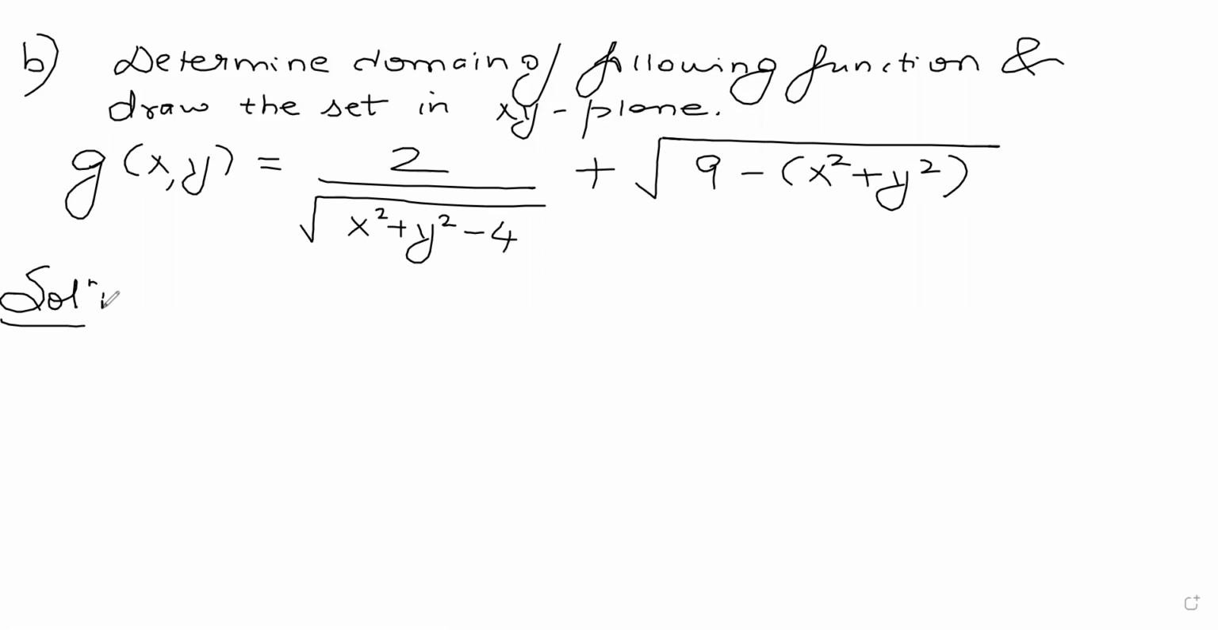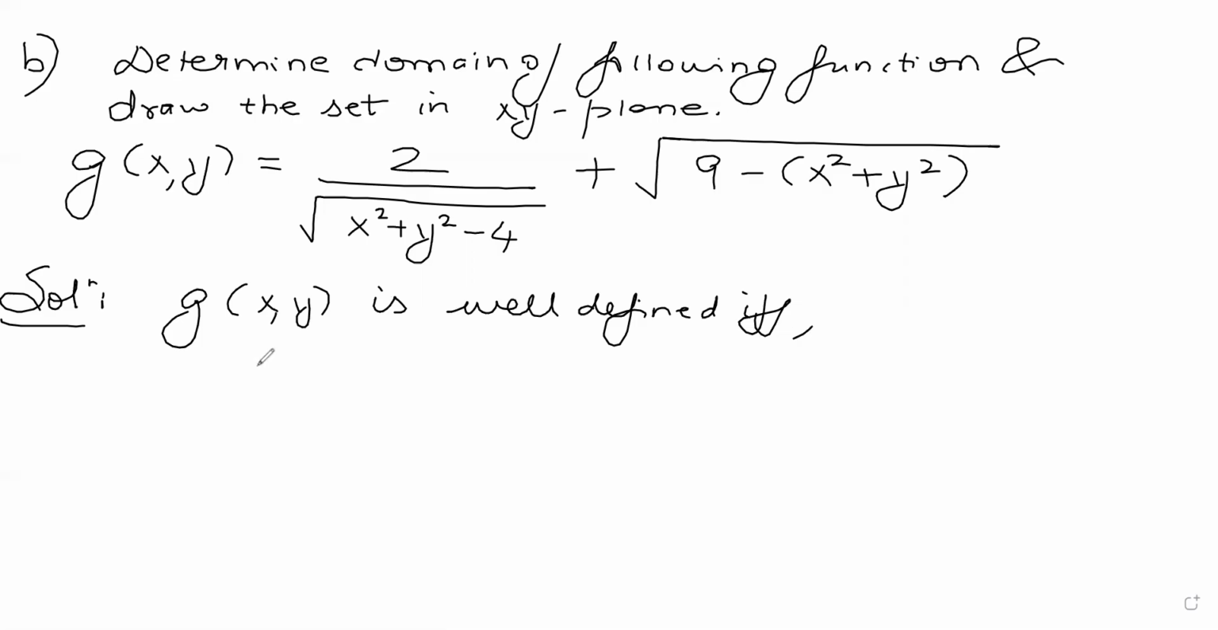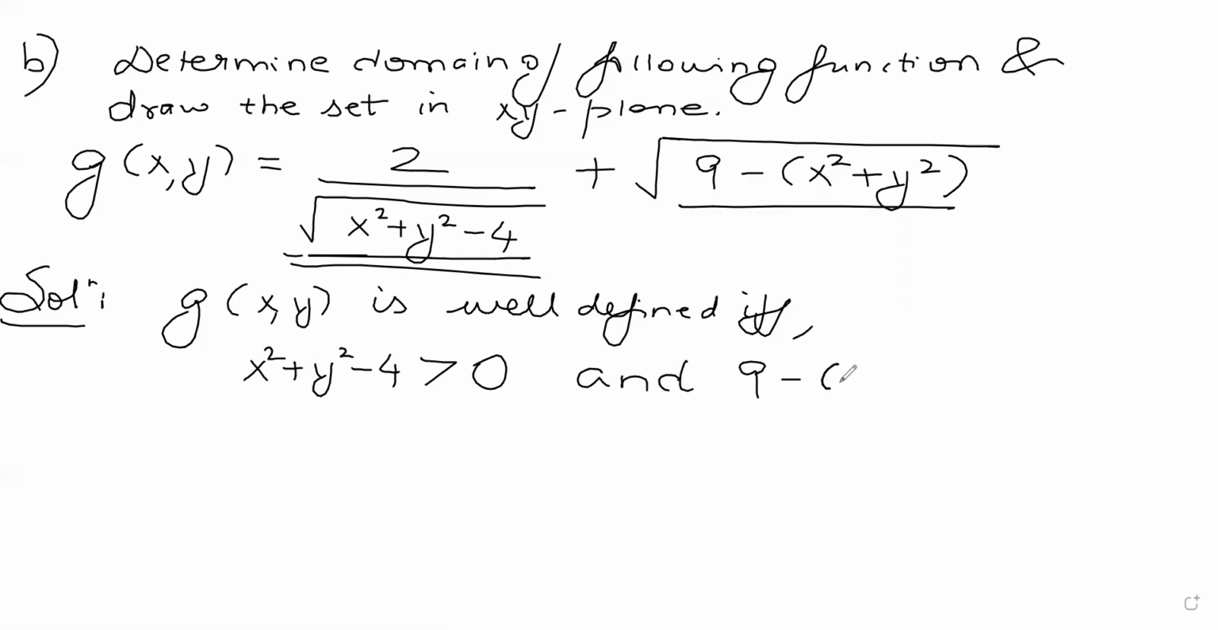Let's solve this question. So when is g of xy well defined? If I use the same rules, g of xy is well defined if and only if x square plus y square minus 4 is strictly greater than 0, because it is within the square root and in the denominator as well. And 9 minus x square plus y square is greater than or equal to 0. You can clearly see I have applied the rules of domain which we have learned in this lecture.